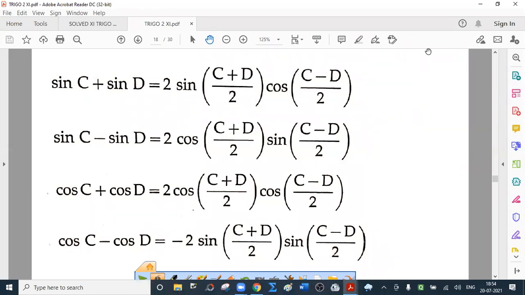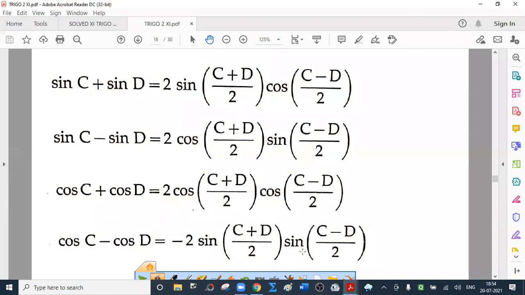Now, factorization formulae, you will observe that this is conversion of sum or difference strictly into product. The first one, sin C plus sin D is 2 sin of C plus D by 2 into cos of C minus D by 2. Sin C minus sin D is 2 cos of C plus D by 2 into sin of C minus D by 2. Cos C plus cos D is 2 cos of C plus D by 2 into cos of C minus D by 2. Last formula is important.